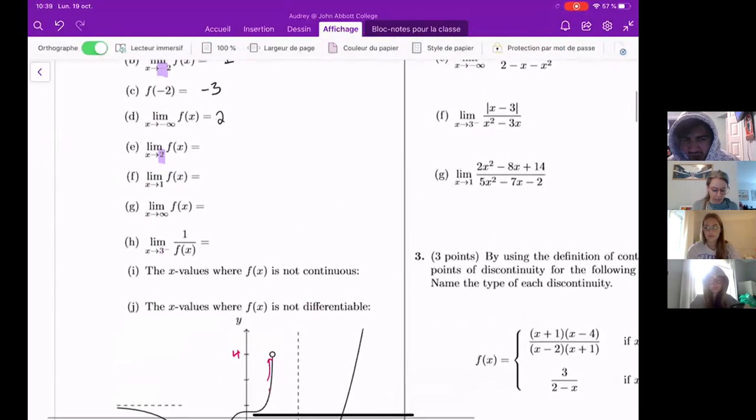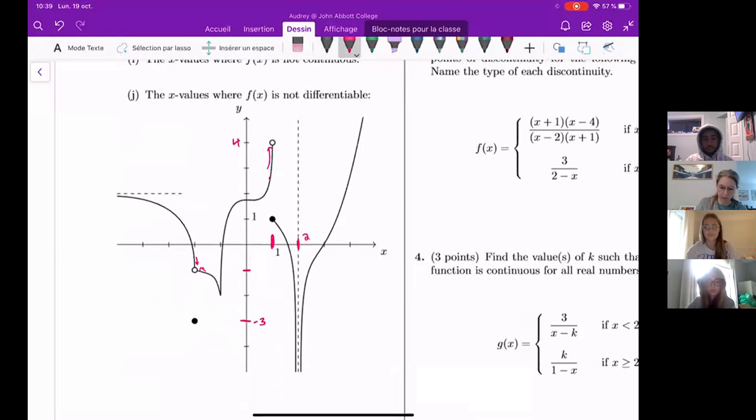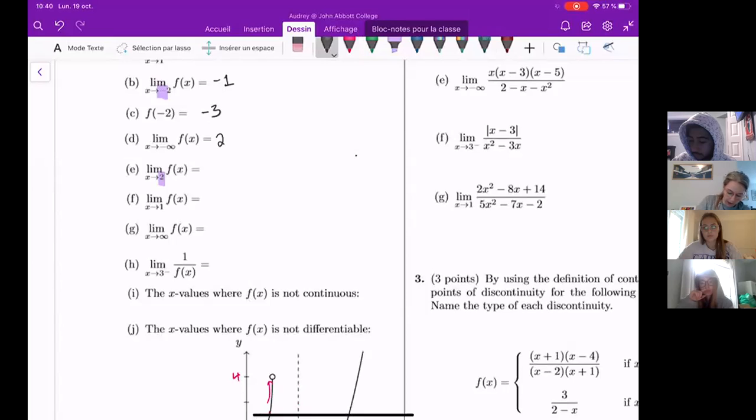Okay, so then the limit as x approaches 2, what do we have there? Limit as x approaches 2. So this is 2. What is the answer? -infinity. On both sides, it's going down forever. So that makes it -infinity. You got it. So here we have -infinity.